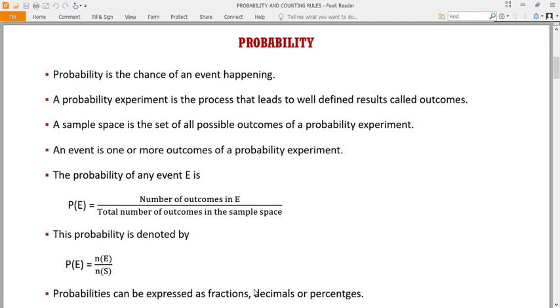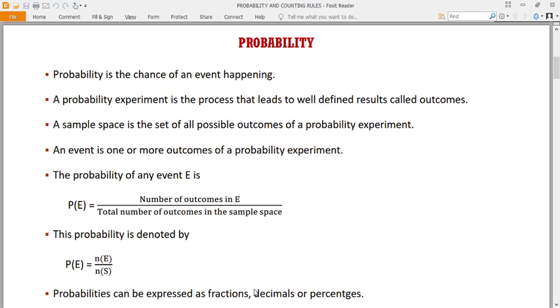For example, if I want to find the probability of getting a head on a coin, what I'm supposed to do is toss. So tossing becomes the experiment. So the probability experiment is that process that leads you to a well-defined outcome. And now, when we carry out a probability experiment, we have all possible outcomes. And the summation of all those possible outcomes is what we call a sample space.